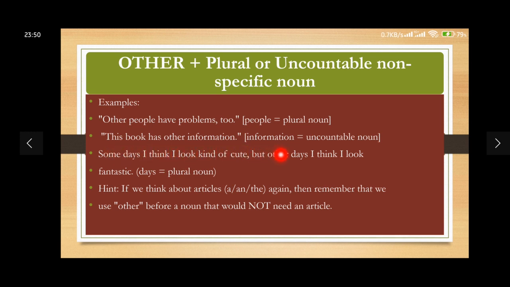This book has other information. You can see information is an uncountable noun. So we can use other also with uncountable nouns that are non-specific.